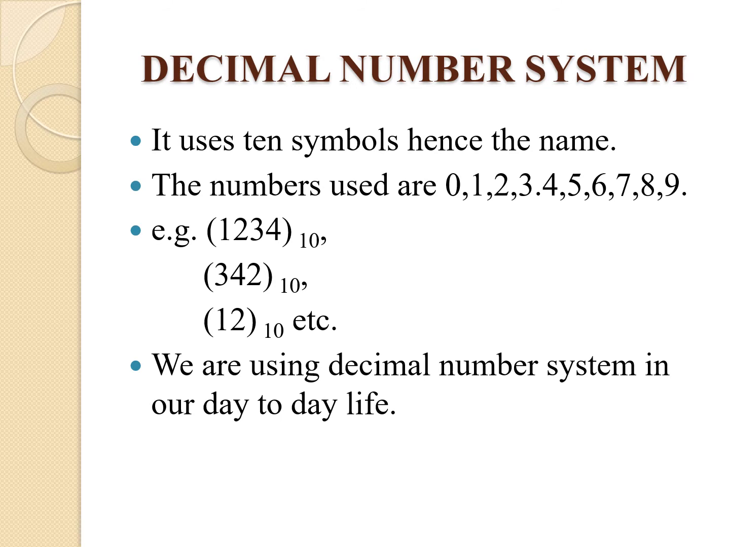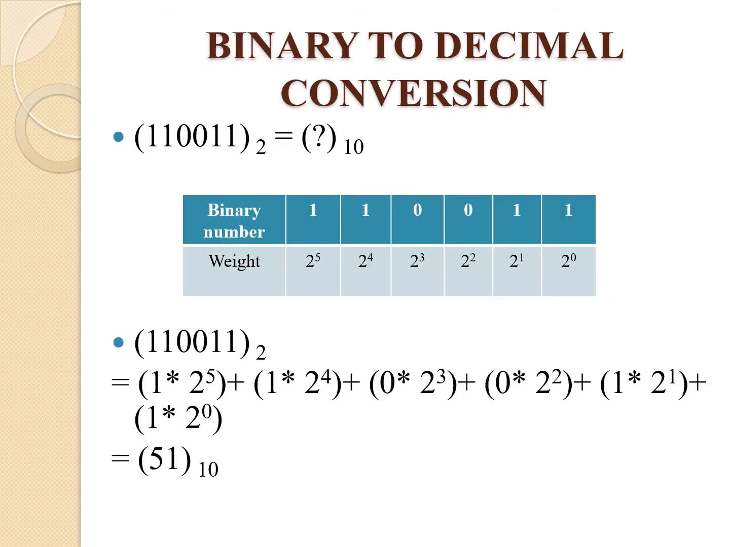Next is the decimal number system. It uses 10 symbols and hence the name decimal number system. The numbers used are 0, 1, 2, 3, 4, 5, 6 up to 9. For example, 1234 base 10, 342 base 10, 12 to the base 10, etc. We are using the decimal number system in our day-to-day life.